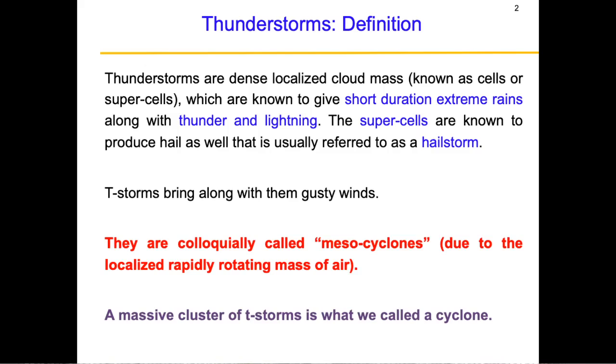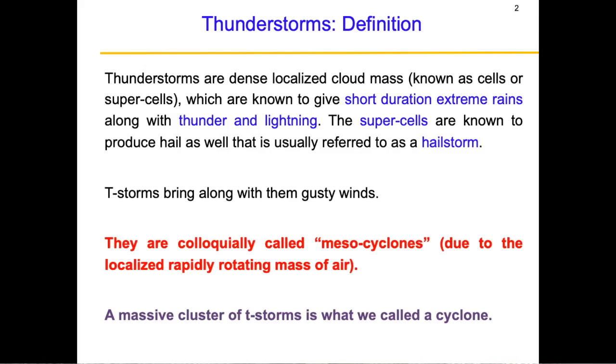And the supercells, which are the massive thunderclouds, if they grow beyond some size, then we call them supercells. They are known to produce hail, which we usually refer to as a hailstorm, a kind of subset of a thunderstorm. The mechanism of formation of these thunderstorms or hailstorms is pretty much the same, which I'll talk about later in this video.